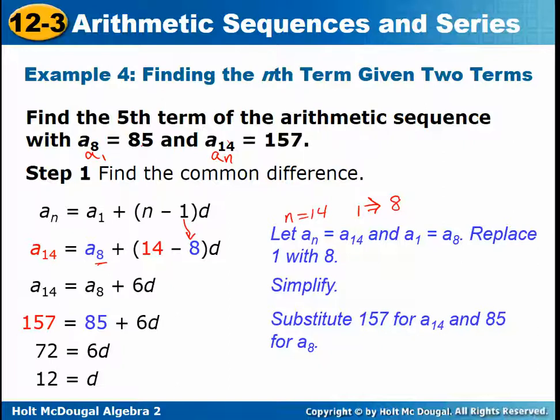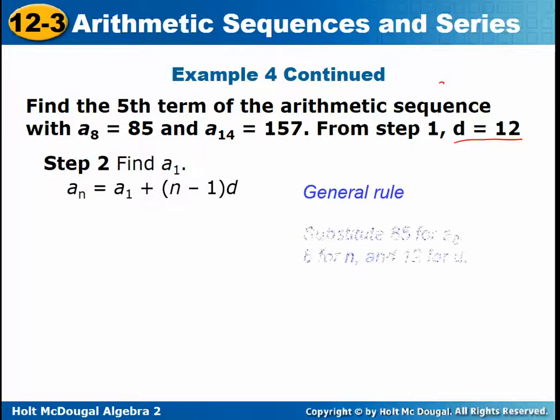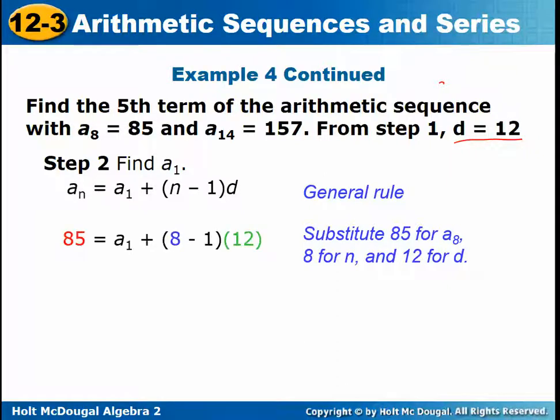And we'll look at another example so we can go through those steps again. All right, so now that we know what d is, we're going to use d equals 12 that we just found, and now we have to find a sub 1. So we write down the general rule again. When in doubt, write that general rule down, and we're going to put in what we know. Now we're looking for a sub 1 this time, but we know a sub 8 and we know a sub 14. You could use either of these. It's generally easier to use the smaller numbers, so we'll use a sub 8 there.